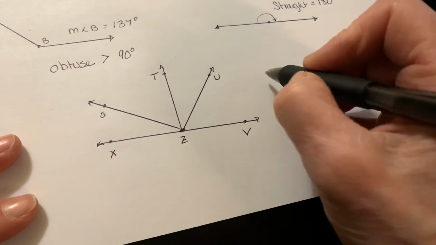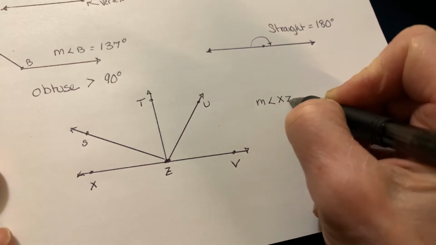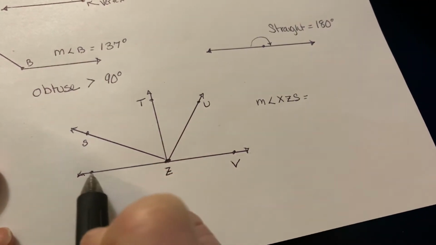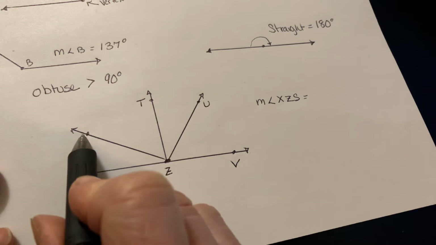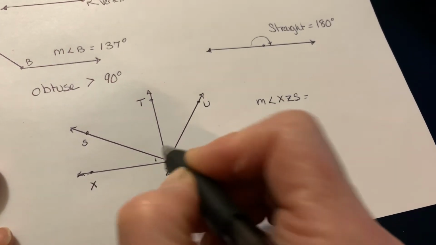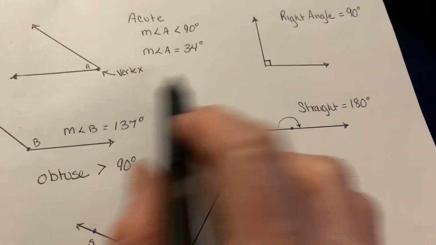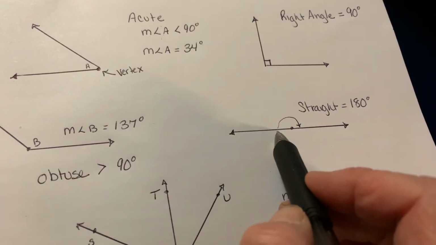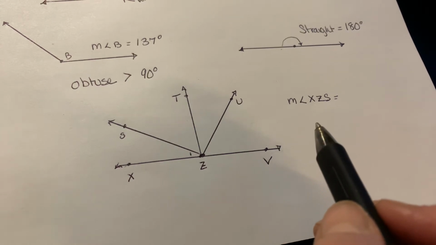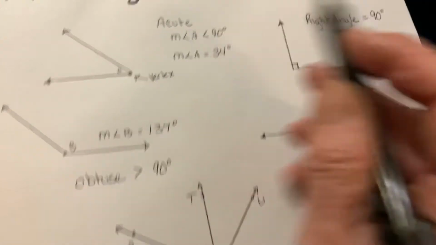So let's just look at the measurement of angle XZS. So here's that angle right here, XZS. The first thing you want to do with that angle is, I'm going to put a little number in there. I want to be able to identify that angle. Is it acute? Is it right? Is it obtuse? Or is it straight? When I look at that, it looks like a very little angle. So it's kind of cute. And so I would call that an acute angle, which means the measurement is going to be less than 90 degrees.